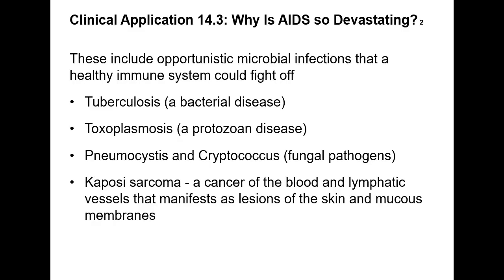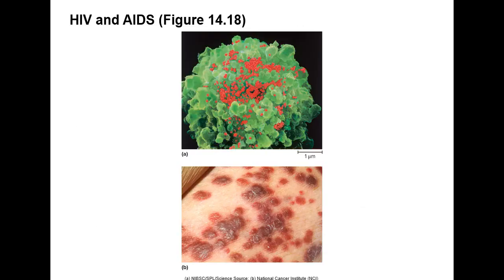So things like tuberculosis or pneumonia, things like that. You're not going to be able to fight those off because you do not have a fully functioning immune system anymore. And so most people with AIDS end up dying from these other secondary infections, typically caused by bacteria or fungal infections, things like that, but things that a normal person with a healthy immune system would be able to fight off very easily.